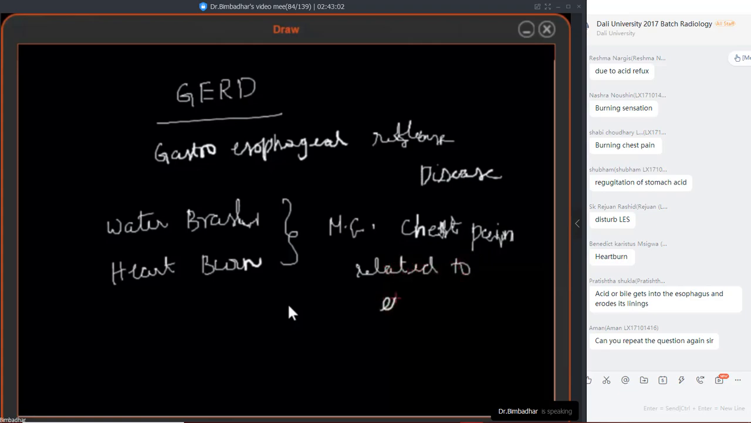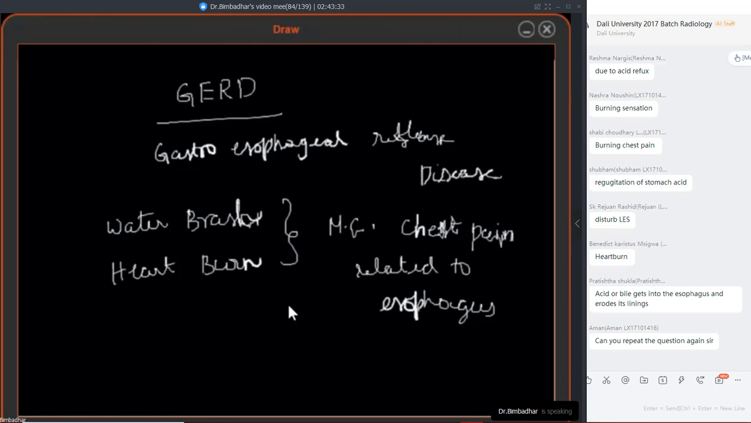Related to the esophagus. And also you can classically say it this way, it is also one of the most common causes that is not related to the heart. A burning sensation that is happening along the region of the heart, that's the reason we call it heartburn. We call it water brash as well. It is actually one of the most common causes of chest pain related to the esophagus.